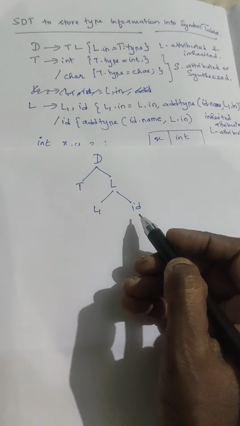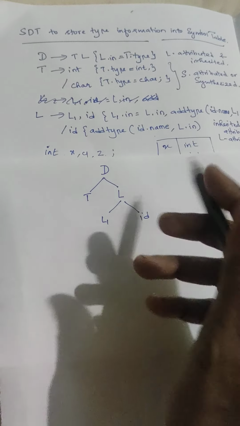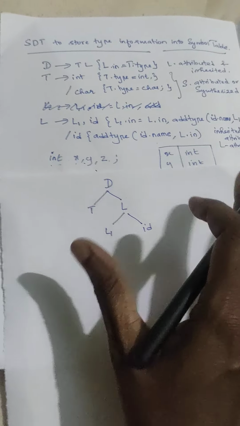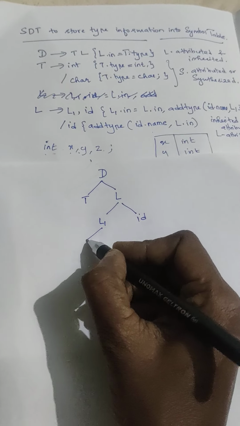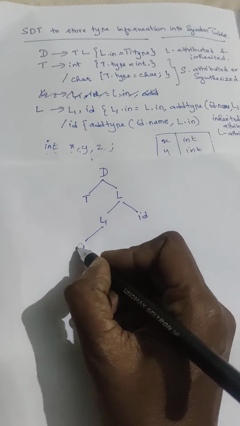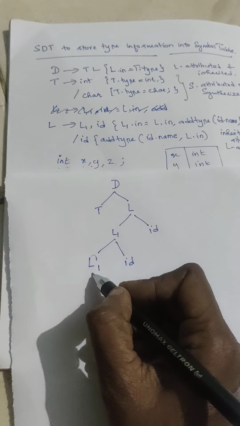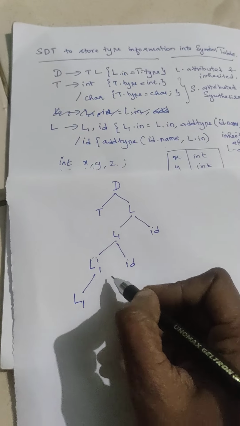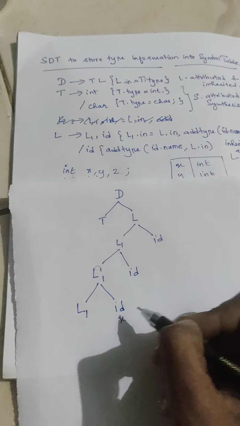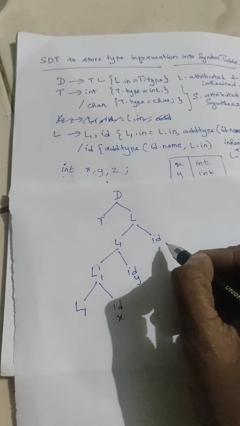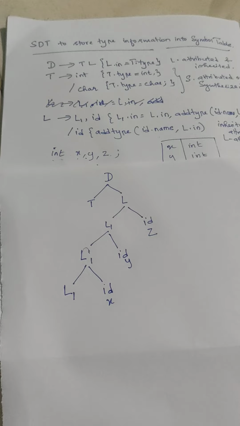So already we constructed z. Now we have to continue constructing x and y. So for x and y, again we use the third production. This L1 is L1 identifier, and this L1 is again derived as L1 identifier. This ID is x, this ID is y, and this ID is z. So now we have completed constructing the parse tree.